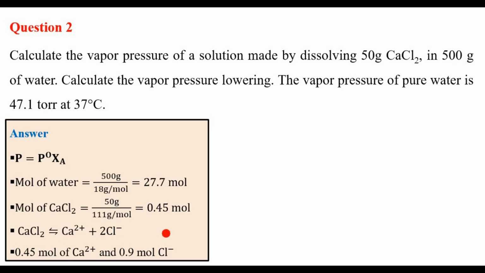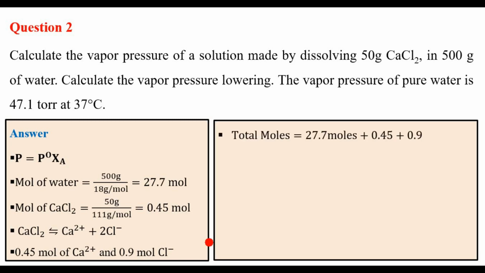So then in solution we have 0.45 moles of calcium, 0.9 moles of chloride, and also 27.7 moles of water. Then we can determine the total moles. To determine the total moles, we add this one for calcium, and we add this one for chloride. The total moles is 27.7 plus 0.45 plus 0.9, and we get a total of 29.05 moles.